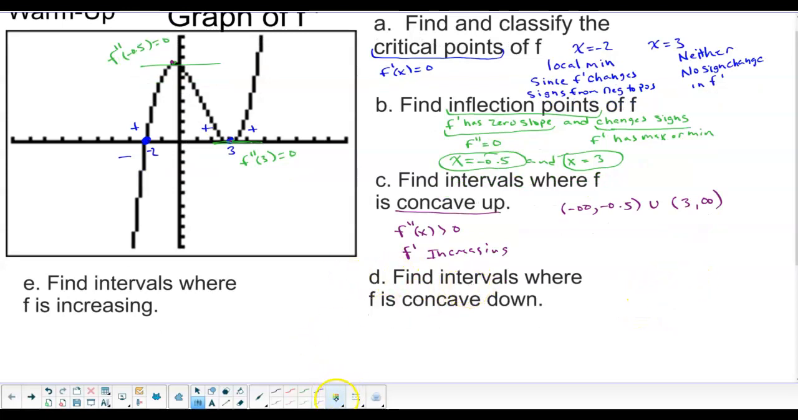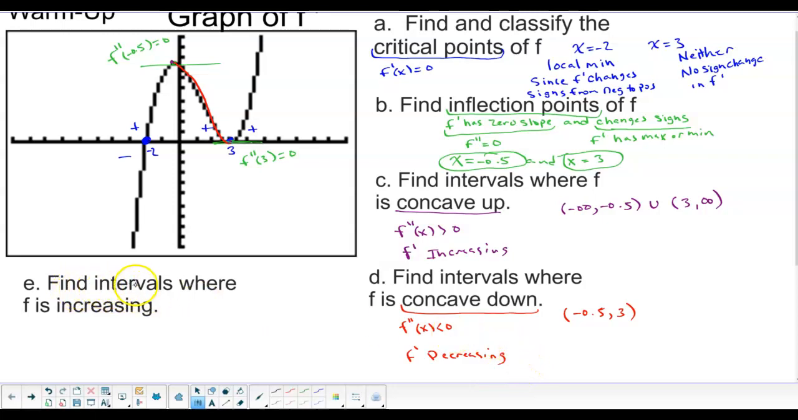Find the intervals where we are concave down. So where is the original function concave down? Notice when it was concave up, the second derivative had to be positive, while concave down, the second derivative is negative. To identify where the second derivative is negative, that's when f prime of x is decreasing. So where do I have decreasing slopes of f prime? Between the max and the min. So I would be decreasing on the interval from -0.5 to 3.